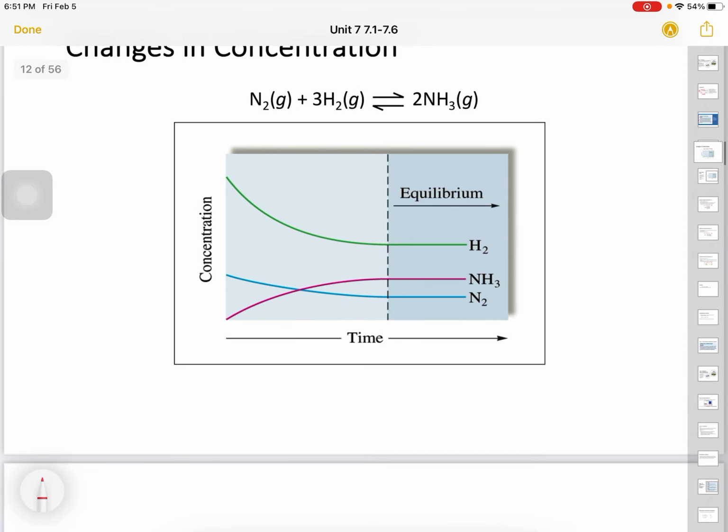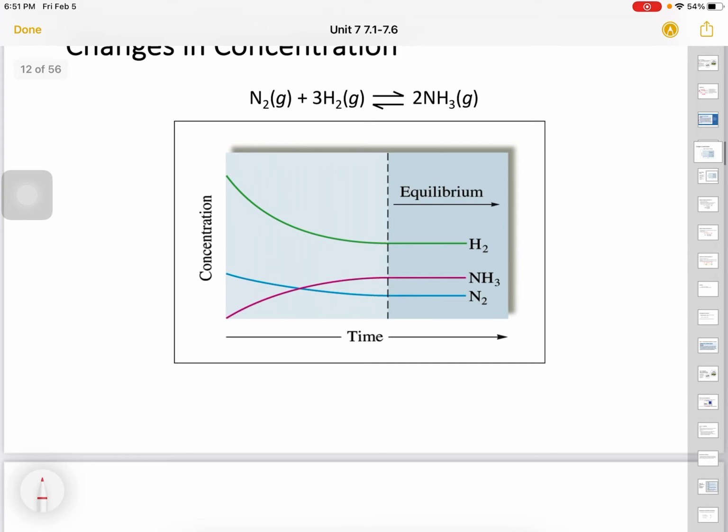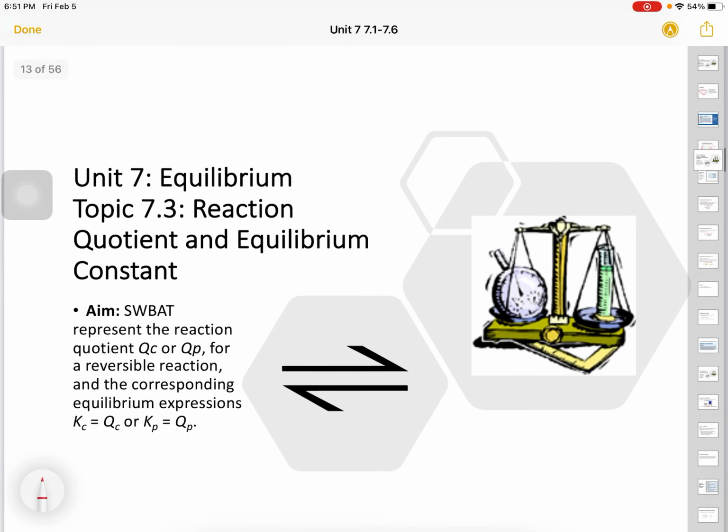Here's just another example of that concentration versus time. You see the differences in the curves based on the stoichiometry of the reaction, but you would be able to draw a vertical line approximating when equilibrium is established. So that's 7.2.